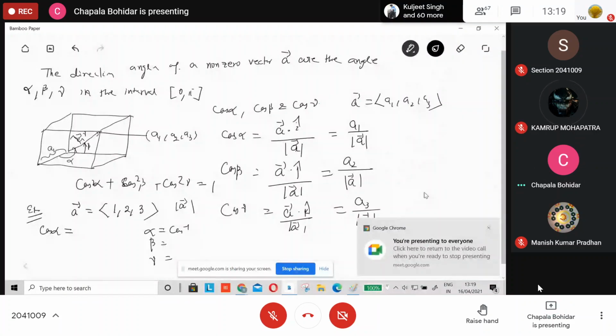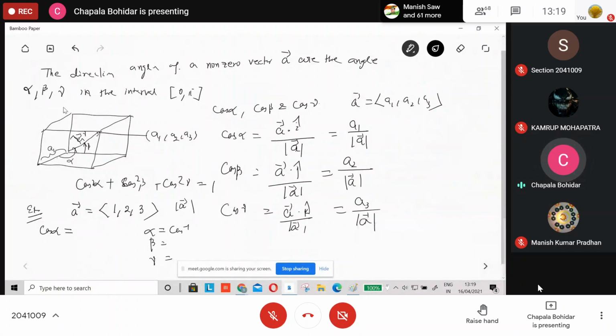Yes, ma'am. So the direction angles of a non-zero vector A are the angles alpha, beta, gamma in the interval 0 to pi. The direction cosines are cos alpha, cos beta and cos gamma, that is, on the x-axis, y-axis and z-axis. This is your angle alpha on the x-axis, this is your angle beta on the y-axis, and this is your angle gamma on the z-axis.